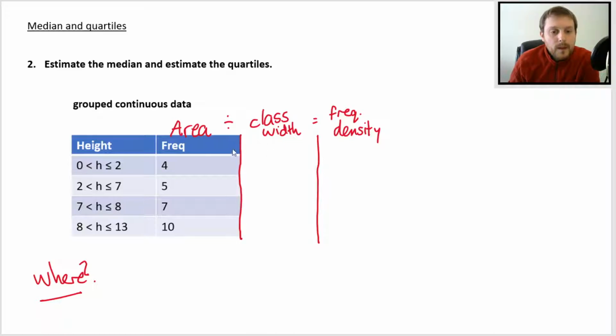So the class width is just 2 in this situation. 7 take away 2 is 5. 8 take away 7 is 1. And 13 take away 8 is 5. And then 4 divided by 2 is 2. 5 divided by 5 is 1. 7 divided by 1 is 7. And 10 divided by 5 is 2.